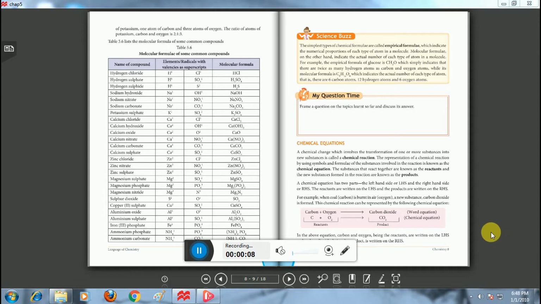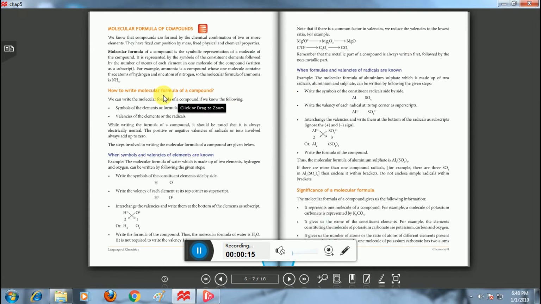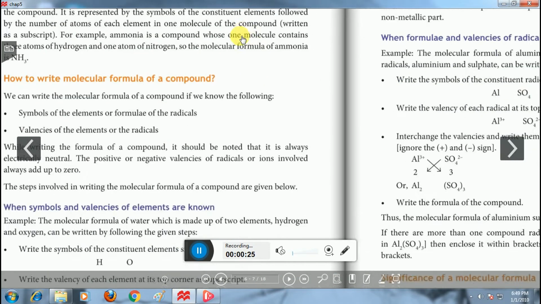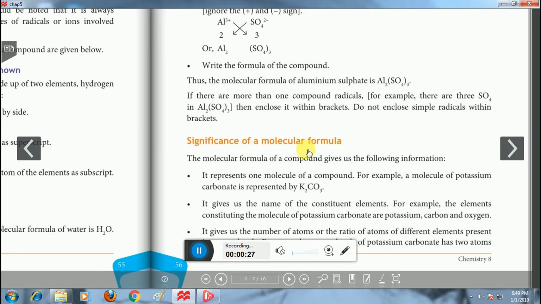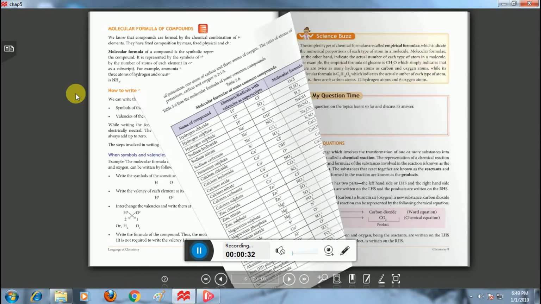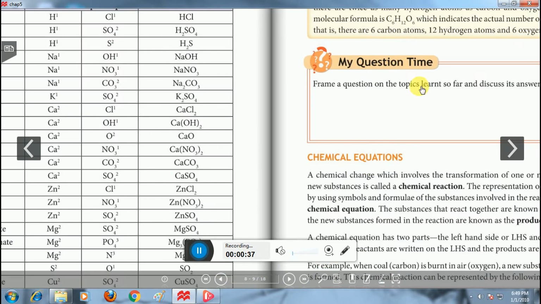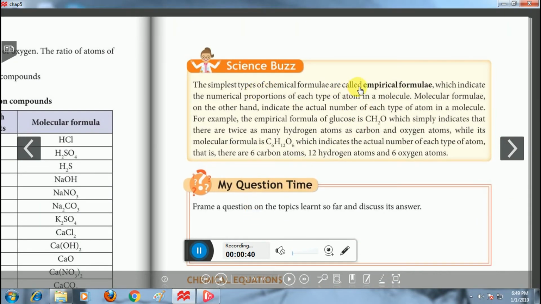In the last video we discussed the significance of formula, and we learned about the molecular formula of a compound, how to write a molecular formula, and what the significance of this molecular formula is. We also discussed the empirical formula of a particular compound.